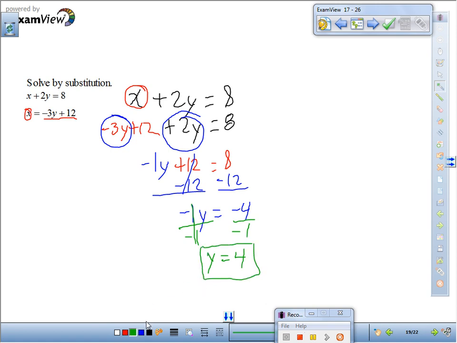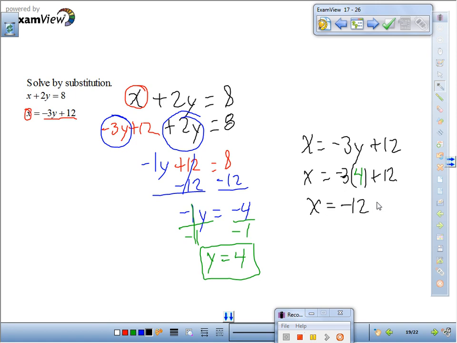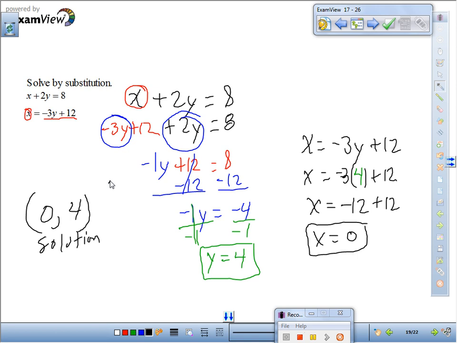Am I done? No. I need to solve for x now. Which equation would you like to use, the first or the second? Very good, the second. X equals negative 3y plus 12. And instead of y, I'm going to substitute 4. Bring everything else down: the x, the equals, the negative 3 is multiplying, plus 12. X equals, what is negative 3 times 4? Negative 12 plus 12. X equals 0. So the solution to this system is (0, 4). Up to right there, we are done with that problem. But if you want to make sure that you got it right, what do we need to do with this point? Substitute into both of them, and it makes it true.